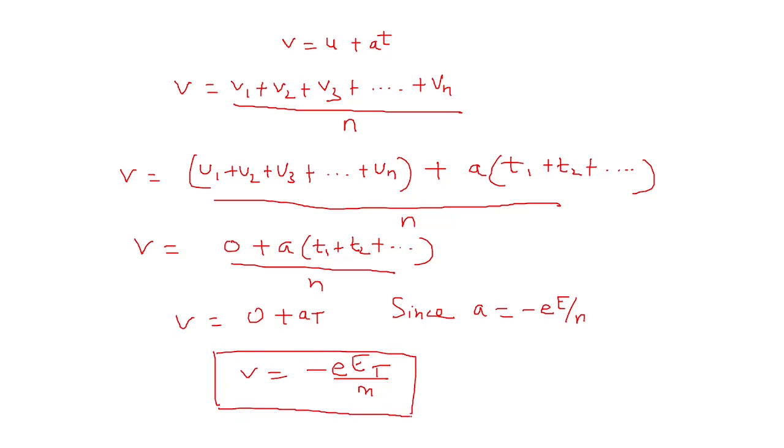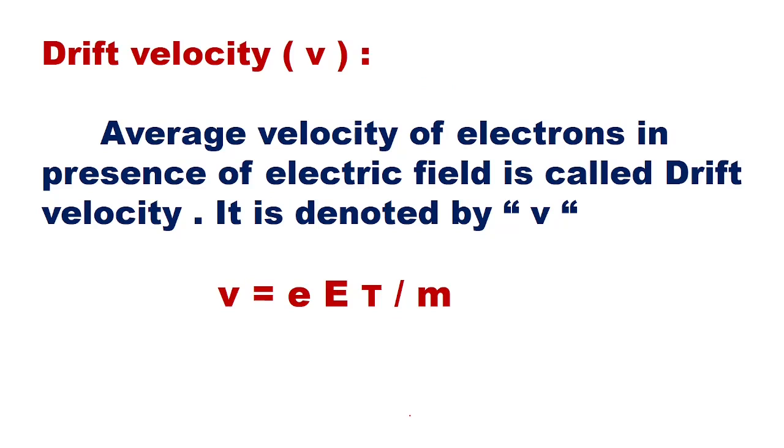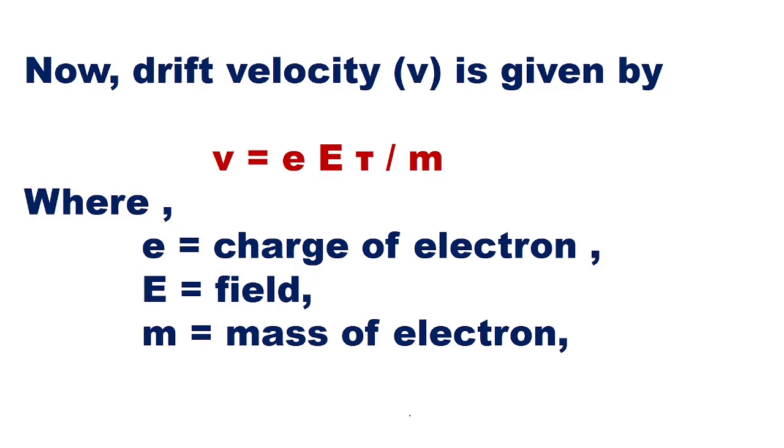Now this expression allows us to analyze what will happen when temperature increases. The average velocity of electrons in the presence of an electric field is called drift velocity, and it is given by v is equal to e E tau upon m. That is, charge of electron into electric field into relaxation time upon the mass of electron.